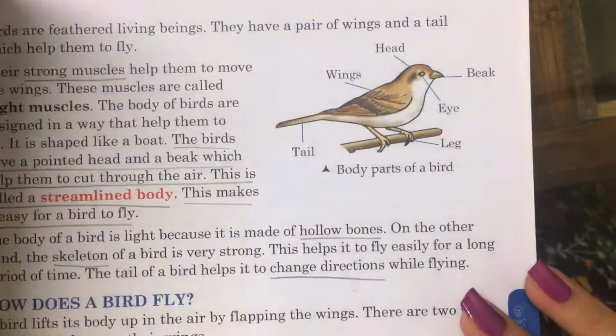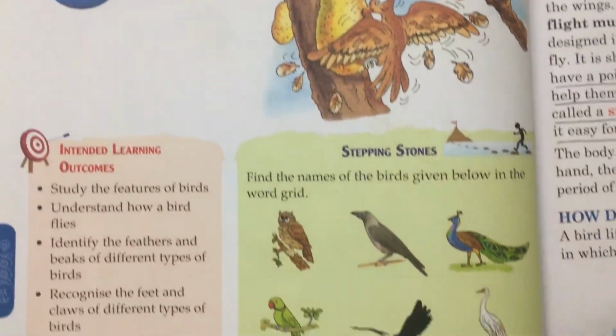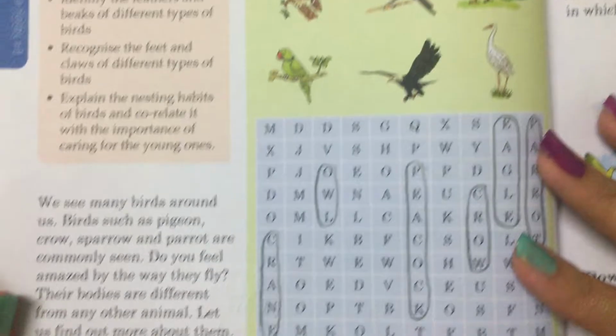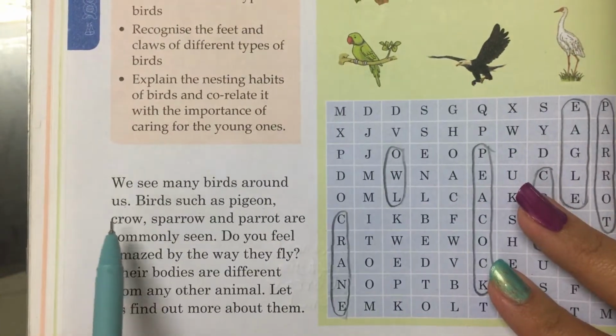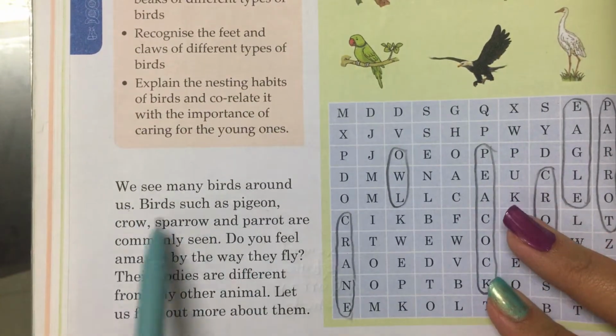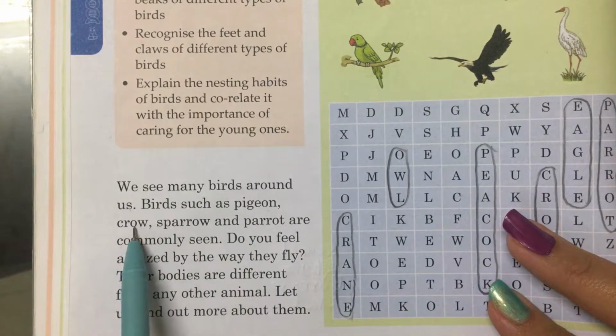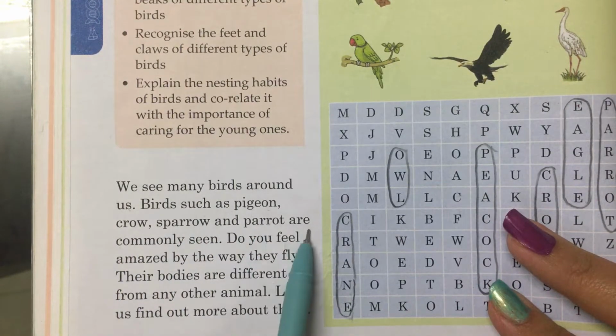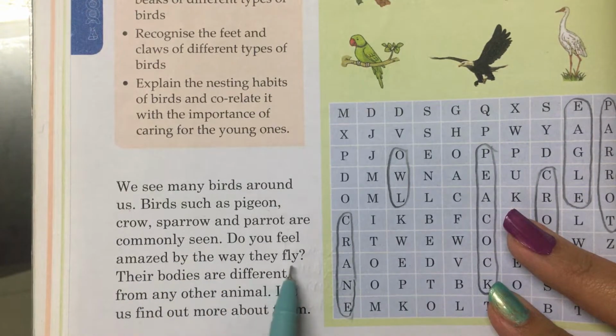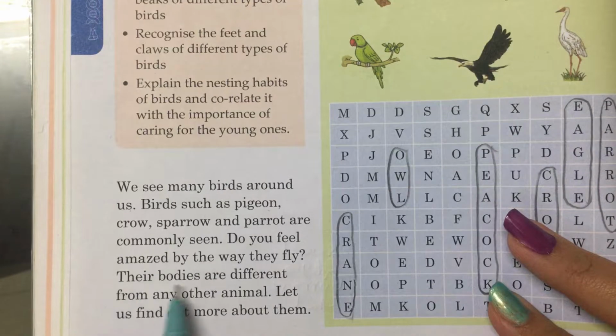The name of the chapter is Birds. We see many birds around us. Birds such as pigeon, crow, sparrow, and parrot are commonly seen. Do you feel amazed by the way they fly? Their bodies are different from any other animal. Let us find out more about them.